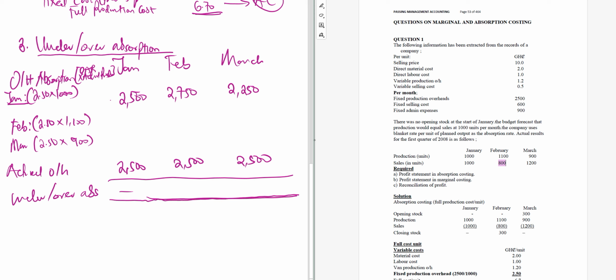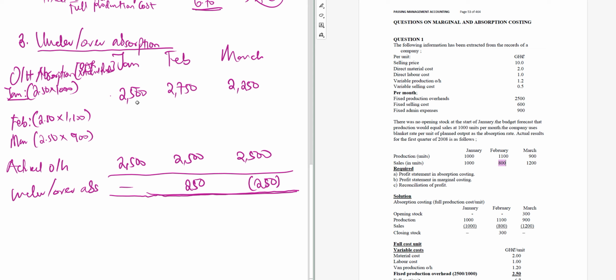We spent less than expected, so we over absorbed by 250, an extra income. And here we expected to spend 2250, we ended up spending 2500, meaning that we have under absorption, which is an additional expense of 250. So now that I have gotten this, I can now establish my statements.